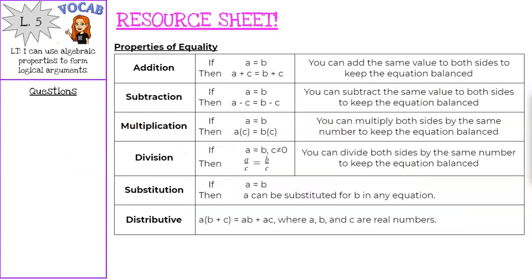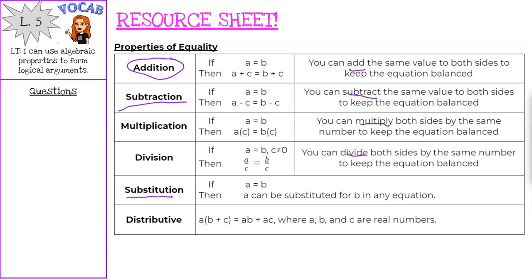First off, your resource sheet that I showed you in class has a bunch of resources we're going to use for the next couple lessons. The first chunk is properties of equality. We've actually been using these in algebra class without naming them. Your properties of equality tell you that you can add, subtract, multiply, or divide the same number to each side to keep the equation balanced. We call these the addition property of equality, the subtraction property of equality, and so forth.